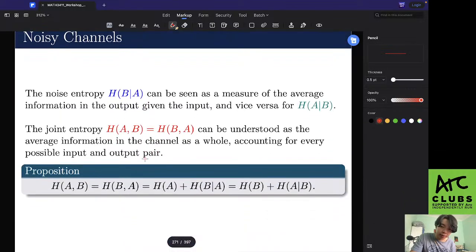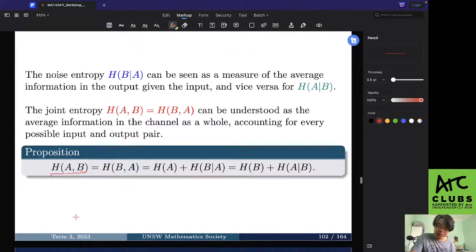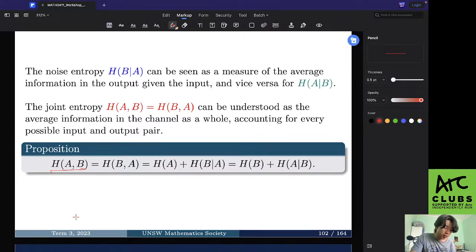And now we have the formula for joint entropy, and it just says the joint entropy is just the information we get from the input and the information from the output given we know the input. Or vice versa, it's the information of the output and the information of the input given we know what the output is, right? Hopefully that's pretty intuitive to why that's the information of the channel overall.